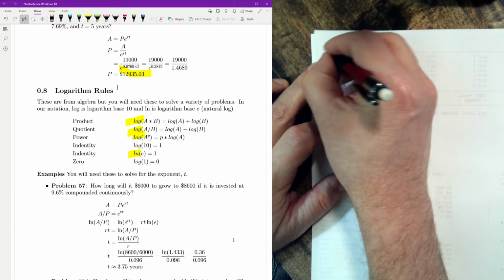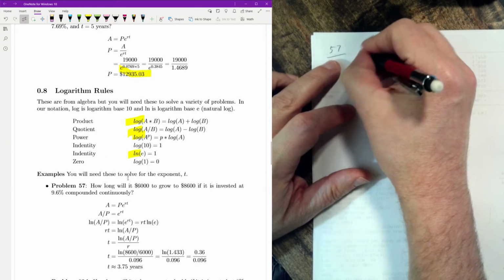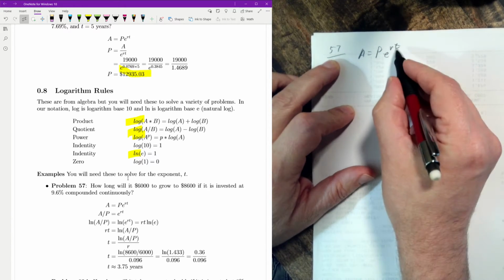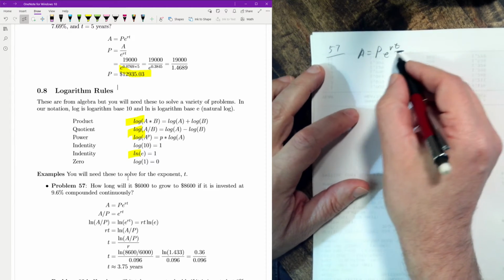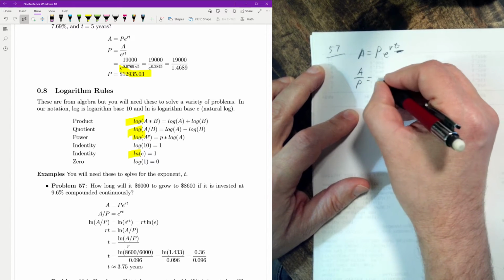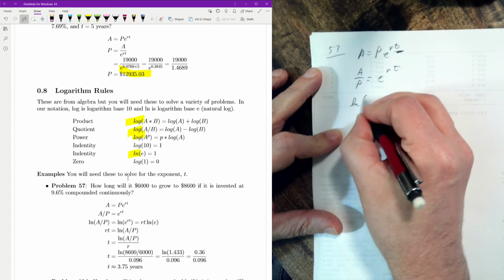And the reason these require using the logarithm rules is because we're asking for a t. So how long will it take for $6,000 to grow to $8,600 if it's invested at 9.6% compounded continuously? So we use the same equation as we did last time, which is A equals P e to the RT, only now we're solving for t. In order to do that, we divide both sides by P, and then we take the log of both sides, so the natural log of both sides.